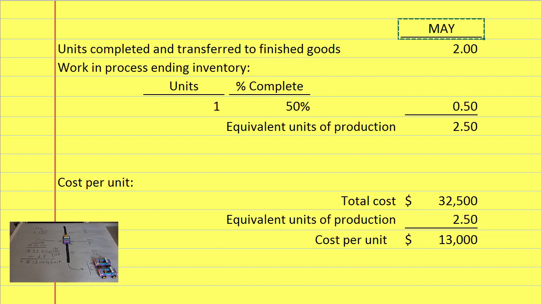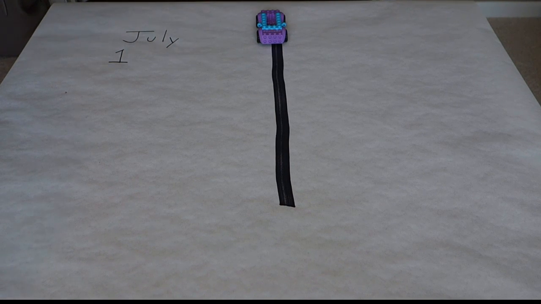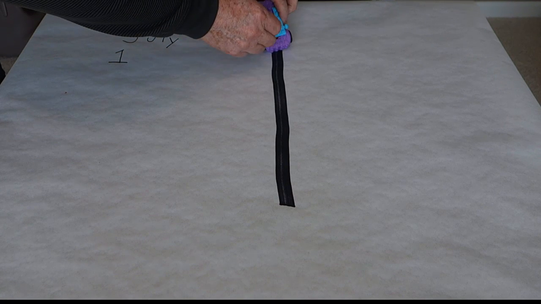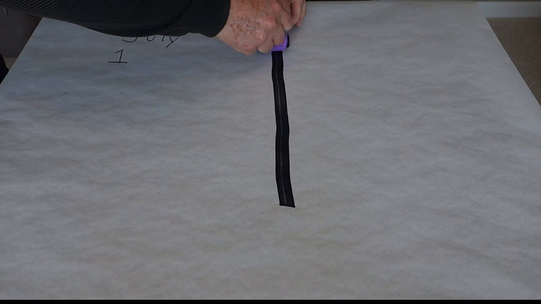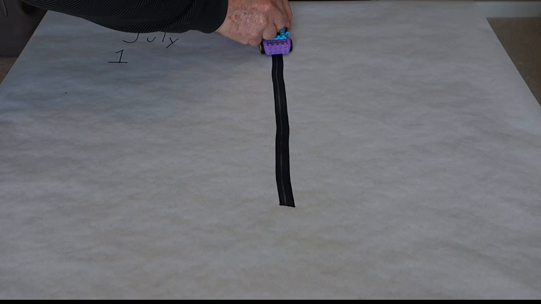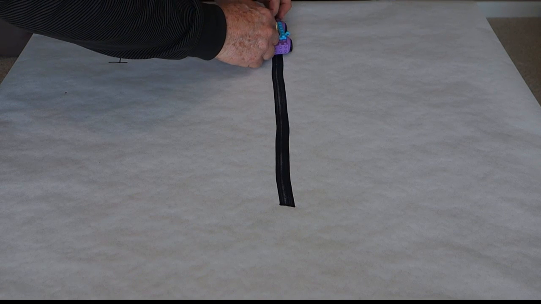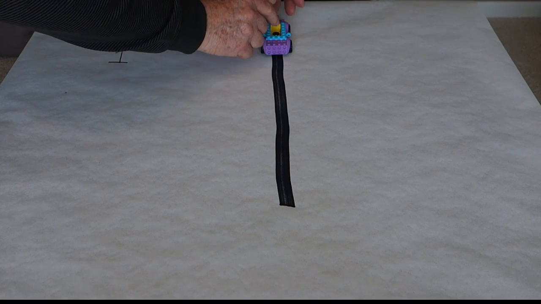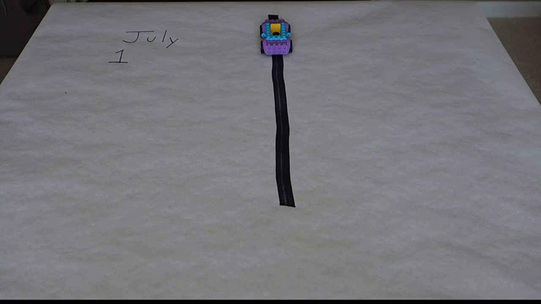Now let's take a look at the month of July. There's my assembly line. On July 1st, I start my first unit in production. I add some materials and labor, a steering wheel, and the labor to assemble, and a seat, and the labor to assemble. And then I add some overhead, machining.